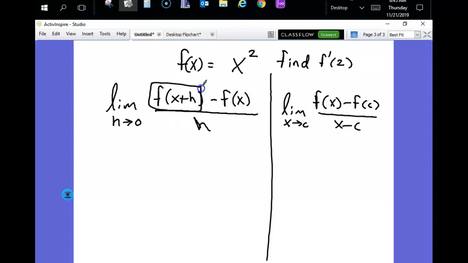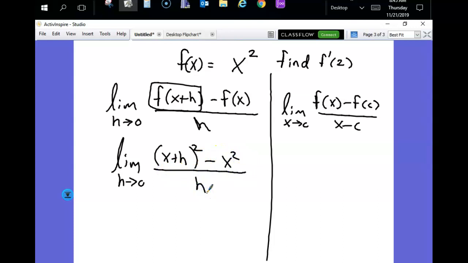So what's going to go here? What would I write? (x plus h) squared minus x squared over h. And let's do this one over here. We're going to find f prime at 2. So this is going to be the limit as x approaches 2.